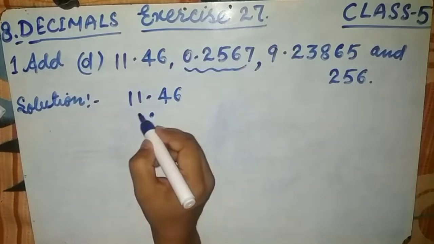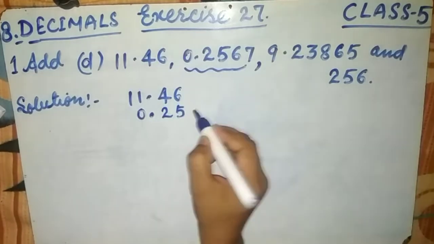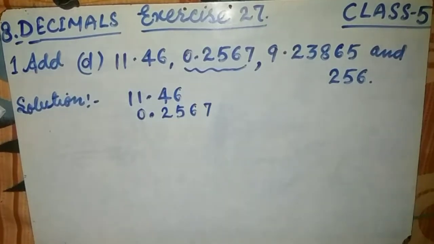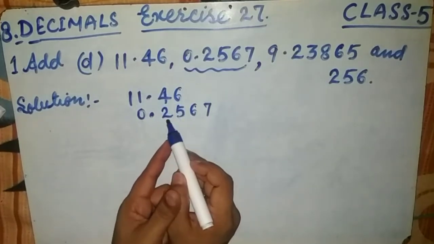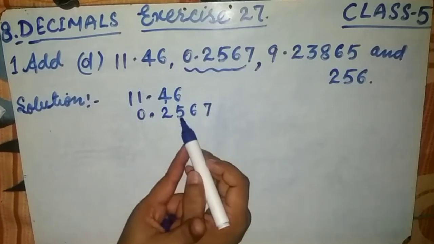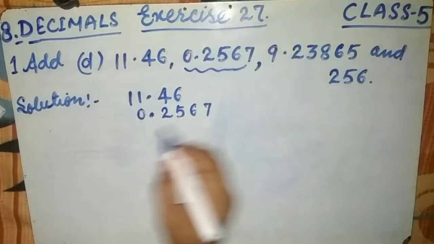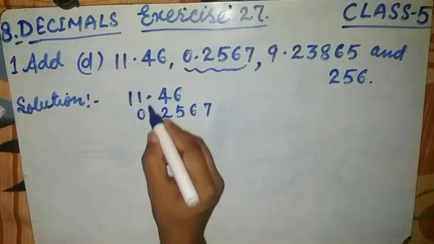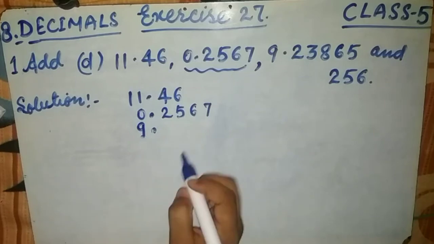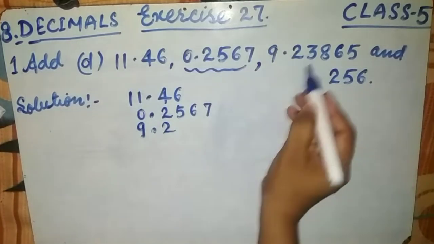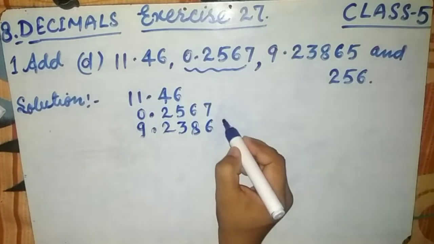Here is the 0, and then 2, 5, 6 and 7. We write the tenths position under the tenths position, the hundredths position under the hundredths position, and so on. Now next is 9.23865. Write the decimal point in the straight line. Here is the 9, the integral part, then 2, 3, 8, 6 and 5.